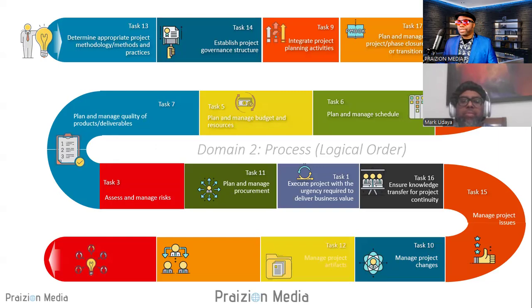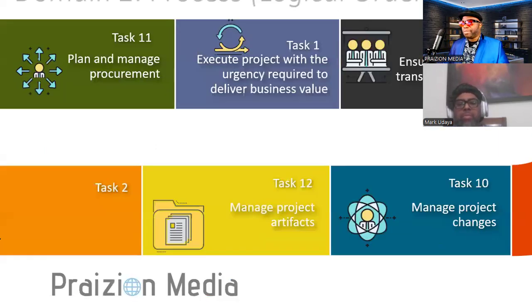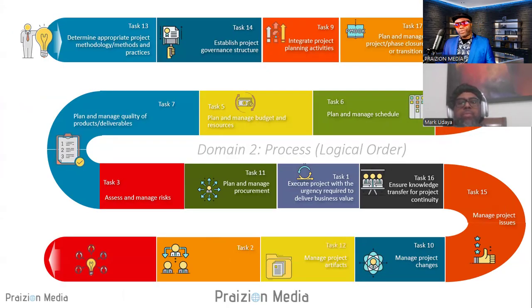Okay? Moving on to the next one here, we have task 12. Let's zoom into task 12. Task 12 says manage project artifacts. There's a wide variety of artifacts in the world of project management. You have plans, you have baselines. The WBS, in some instances, they're looking at that as an artifact, right?